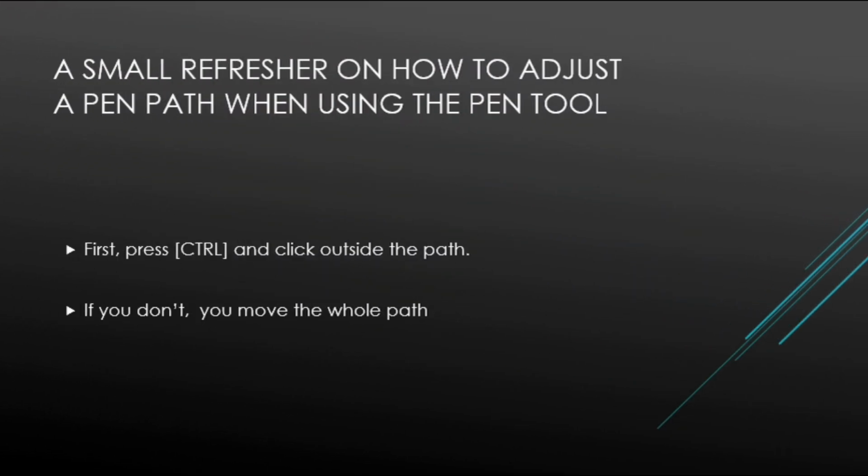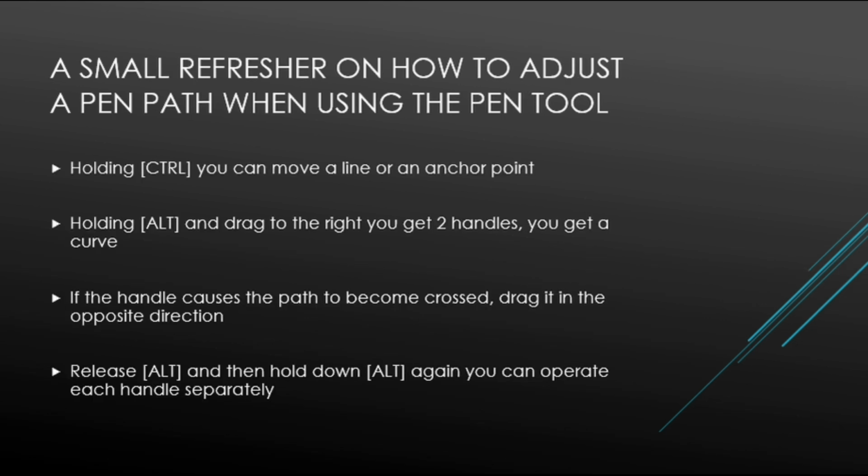So let's have a short recap. Using a new path, first press Ctrl and click outside the path. If you don't, you will move the whole path. Holding down Ctrl, you can move a line or an anchor point. Holding down Alt and drag to the right, you get 2 handles. You get a curve. If the handle causes the path to become crossed, drag it in the opposite direction.